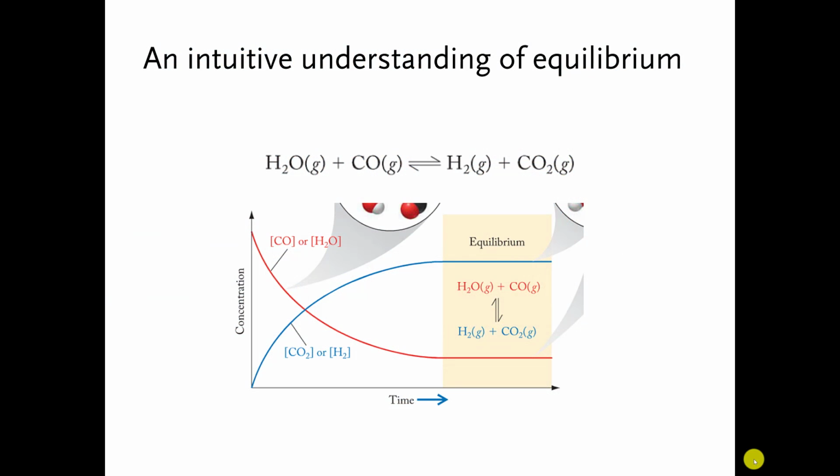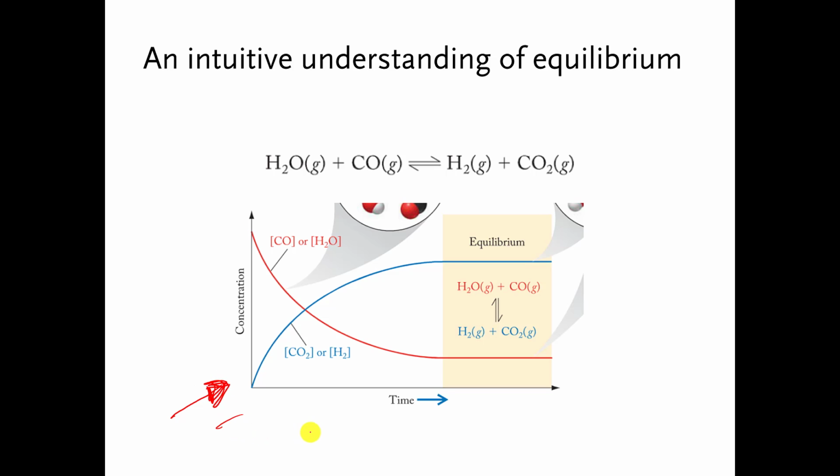All right, welcome back. We're still talking about equilibrium. Remember, equilibrium is basically when the concentration of the reactants and the concentration of the products stops changing in a chemical reaction. And you can see this if you plot the information on a graph.